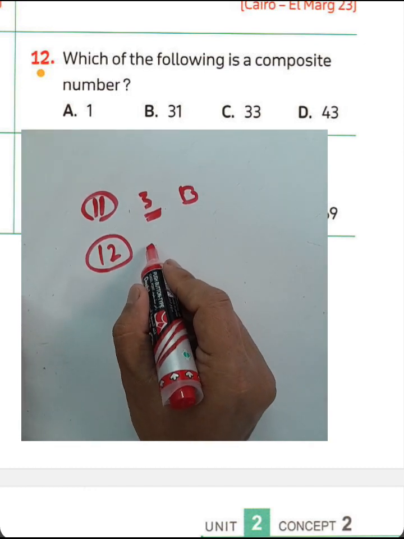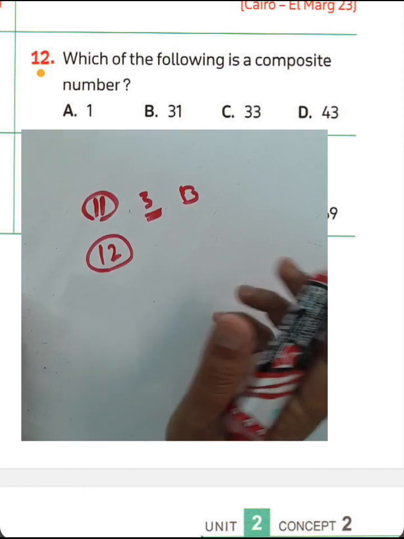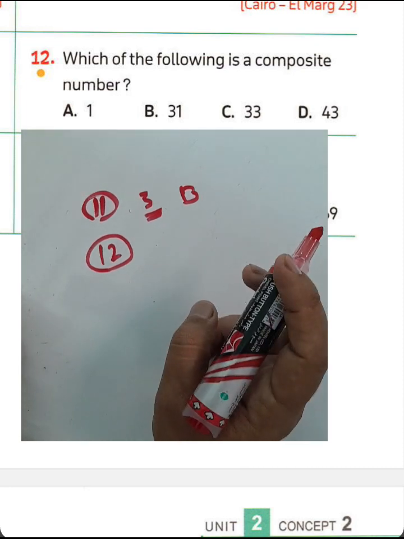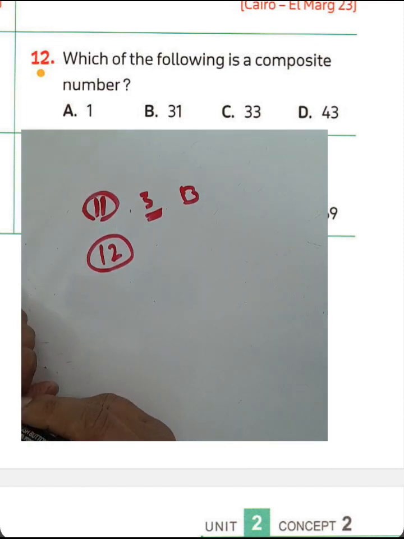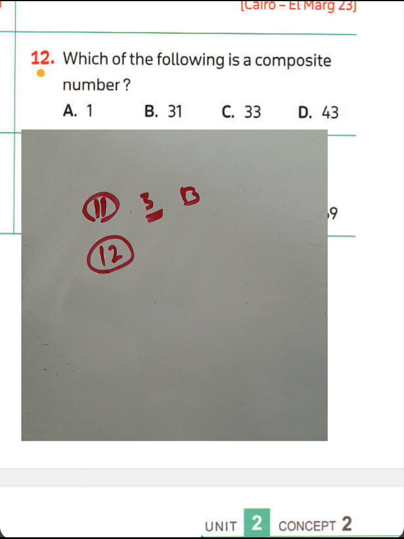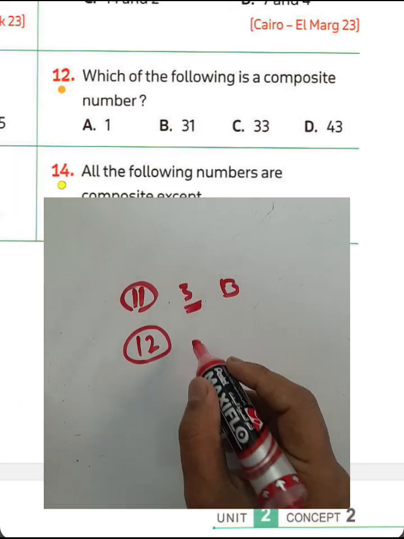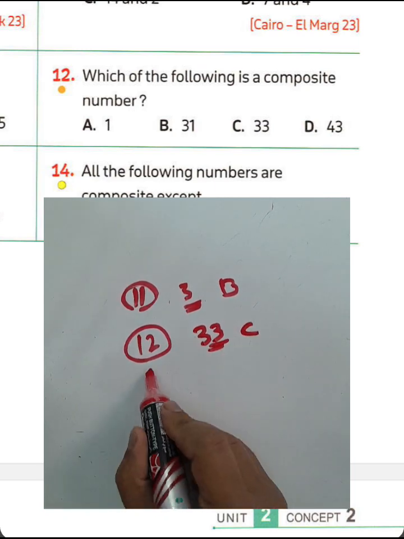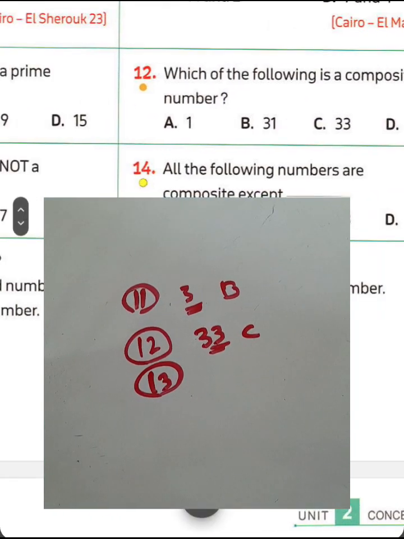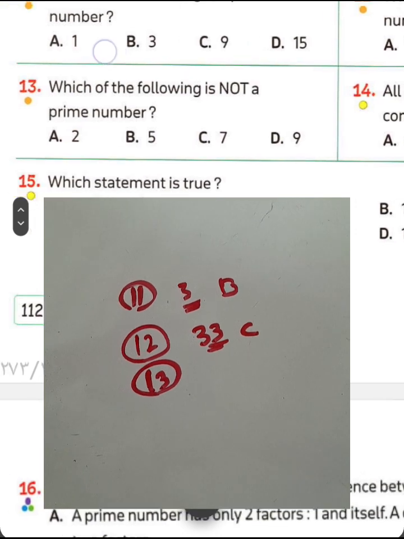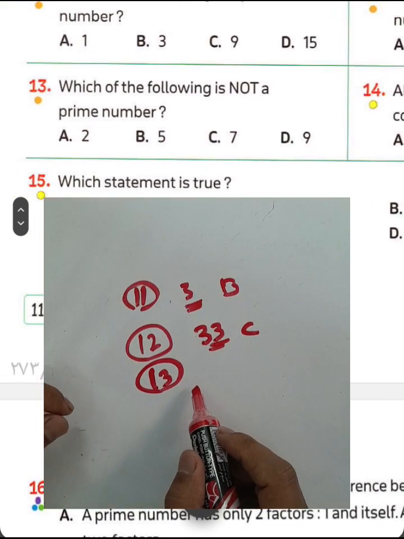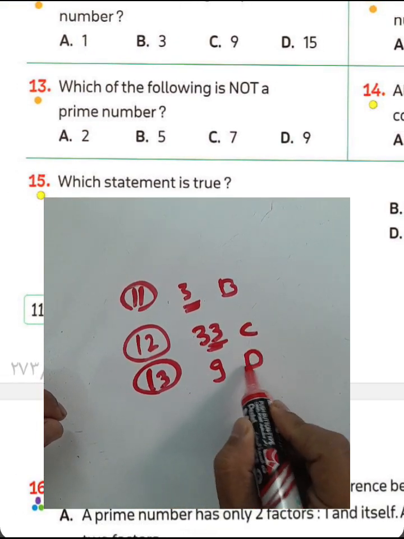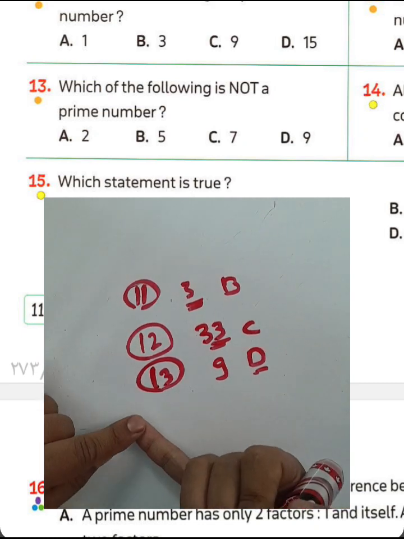33 can be divided by 3. 31 can be divided by itself only. Can you tell me the composite number here in question 12? Letter C. 33, we call it composite. Choose letter C. Question 13. Which of the following is not a prime number? It will be 9. Choose letter D, because 9 can be divided by itself, 1, and 3.